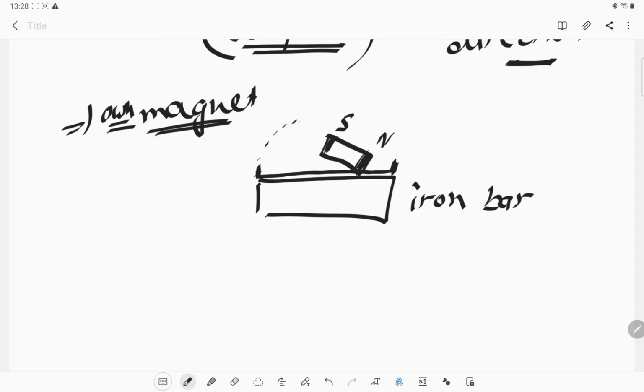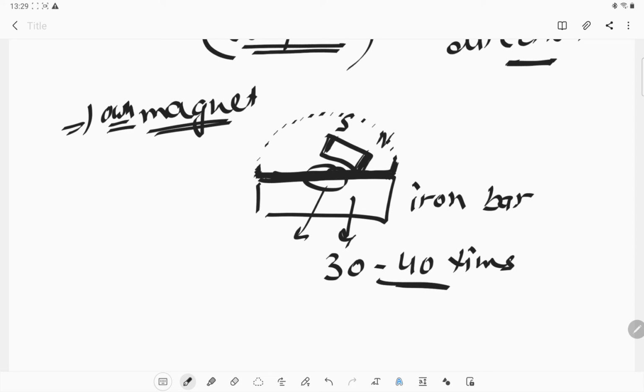Then again pick up that bar magnet, place it here, and again rub it to the next end. Do not pick the bar magnet up in the middle. It should always remain joined to the iron bar. So here we need to rub it again and again on this portion, and we need to do this cycle 30 to 40 times.